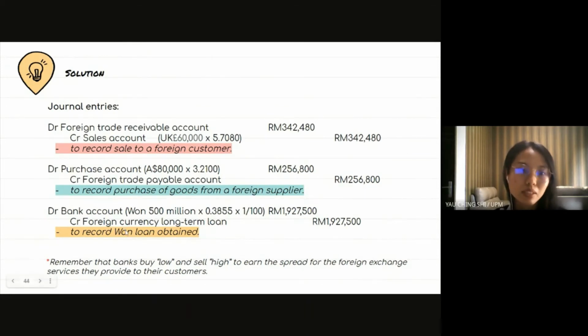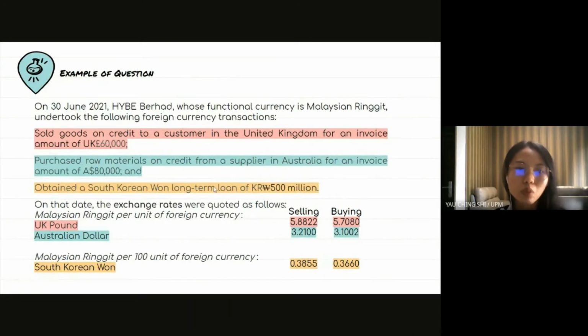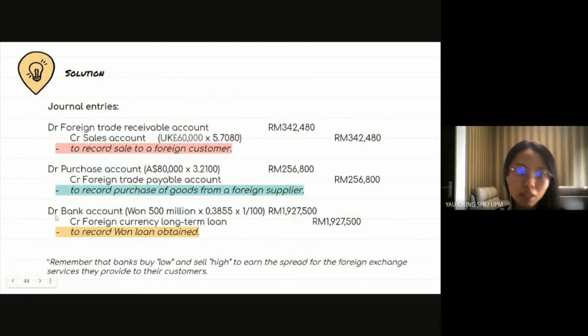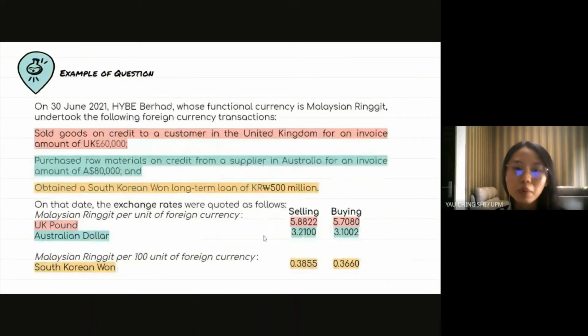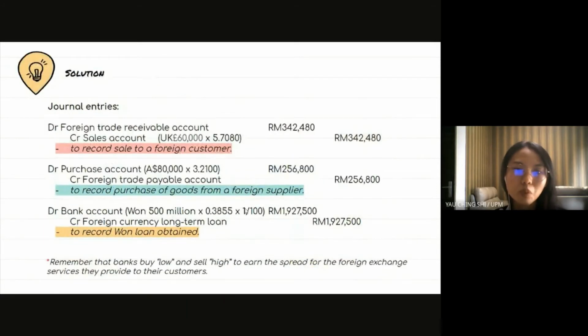And last but not least, the transaction is to obtain a South Korean won long-term loan of 500 million won. So let's see. We take the 500 million won times the rate. This rate will be the selling rate here, 0.3855, and we multiply with 1 over 100, or divide it by 100. This will result in the same number, and this is the answer. Therefore, we debit the bank account since we will be receiving the money, and we credit the foreign currency long-term loan. This is a liability, and this is to record the won loan obtained.